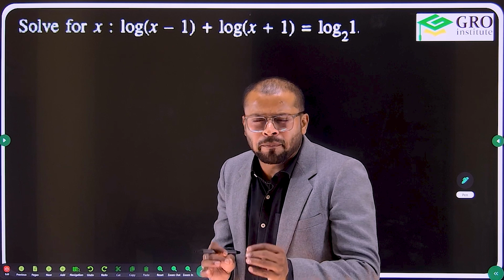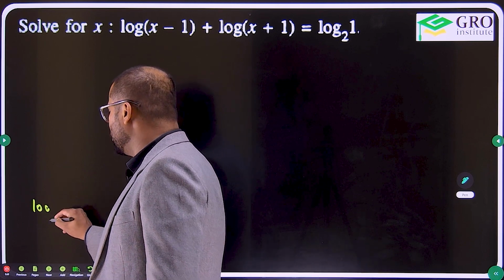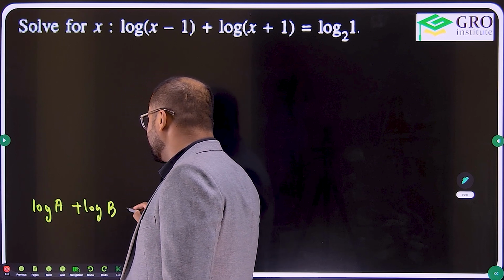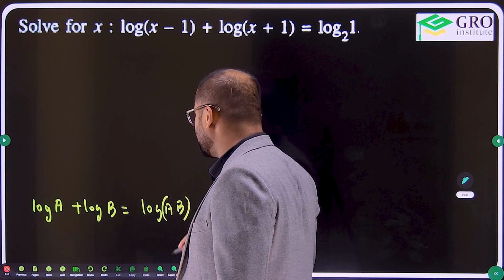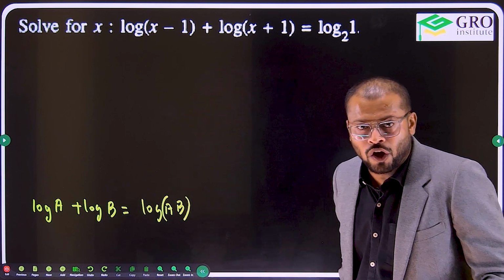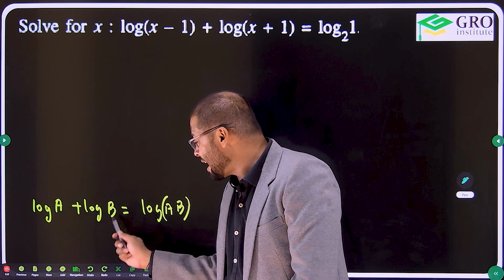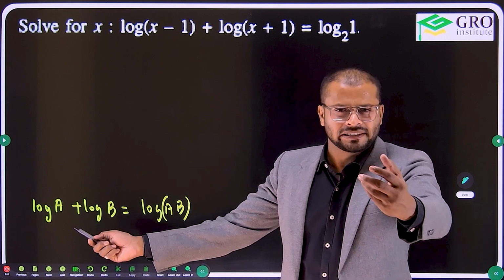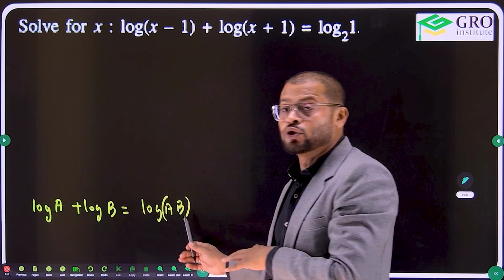Now, a very important property. First property says that when you have log a plus log b, it is actually log ab, right? We don't care about base right now, but yes, whatever the base you have for log a, same base you should have for log b even, right? When both the bases are same, in that case, log a plus log b is equal to log ab.